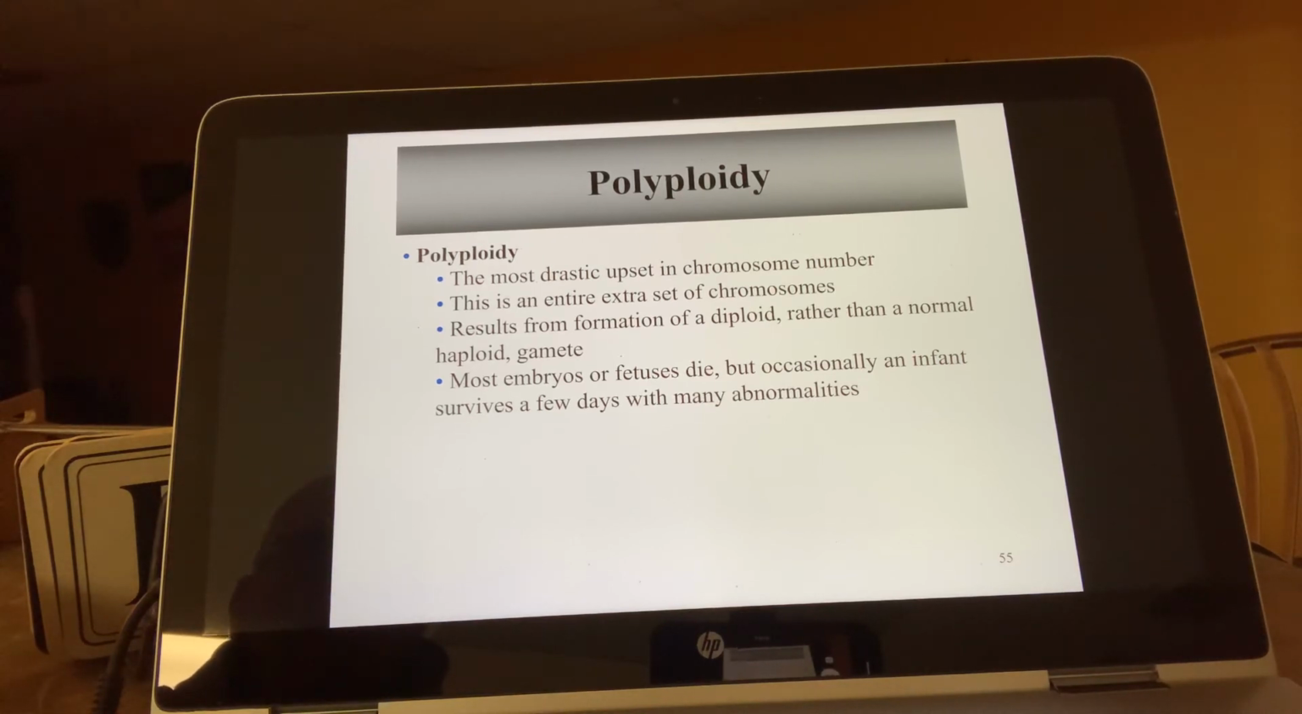The most dramatic is called polyploidy. Polyploidy means you actually have an entire extra set of chromosomes. Instead of 46, you have 92. It results from the formation of a diploid rather than a haploid germ cell, either a sperm or an ovum. These individuals do not usually survive to birth, or if they do, they die very shortly after birth. They have severe problems with their development. Most of them actually do not survive to birth and are miscarried early in pregnancy.